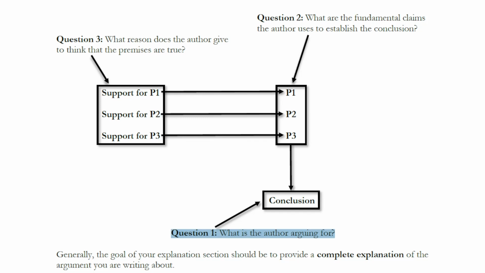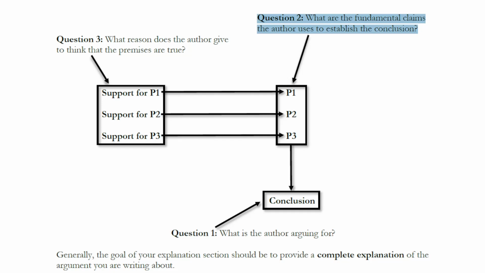Although this might seem counterintuitive, before you concern yourself with the premises of the argument, you first need to know what the conclusion is. This is because knowing the conclusion of the argument sets the stage for everything else. Before you can understand the path the author takes, you first need to know where the author is going, what the author's destination is. Then, once you have identified the specific and precise conclusion the author argues for, you can begin to outline what premises the author uses to get to that conclusion. This brings us to question 2. What are the premises of the argument?